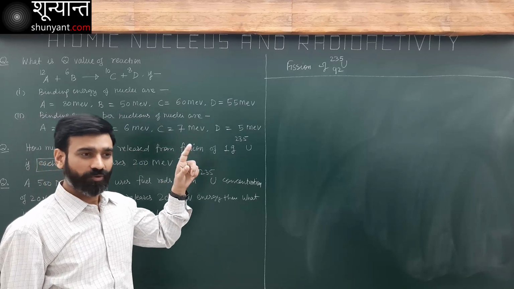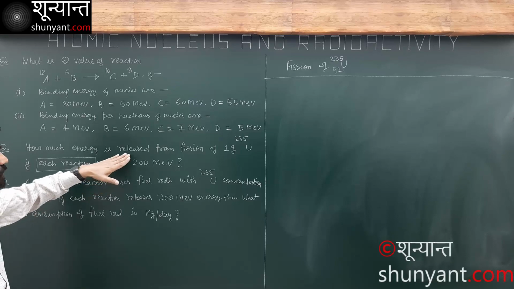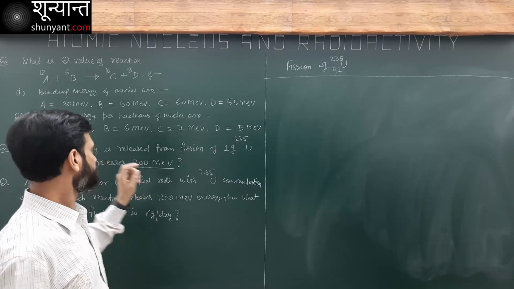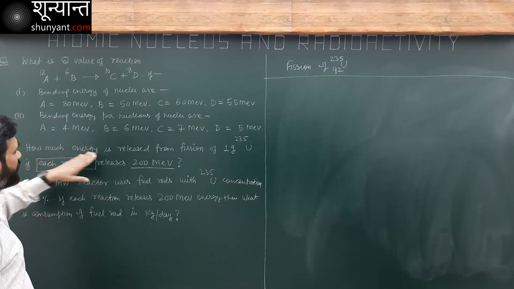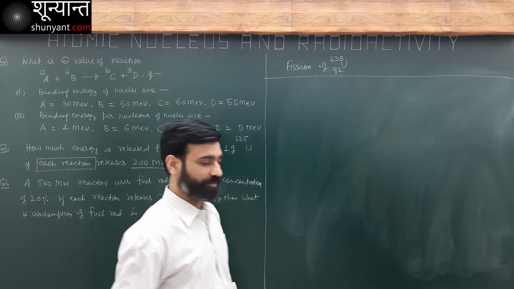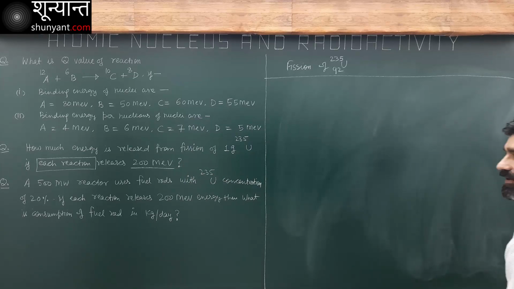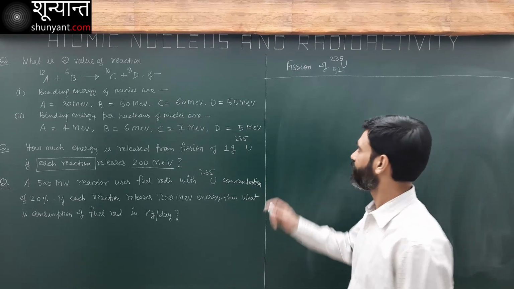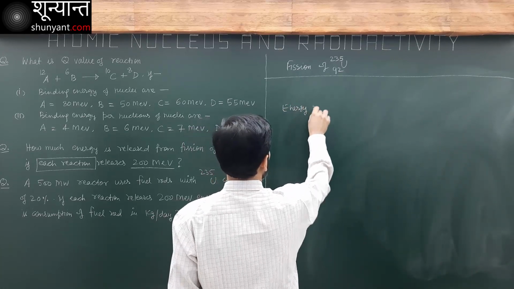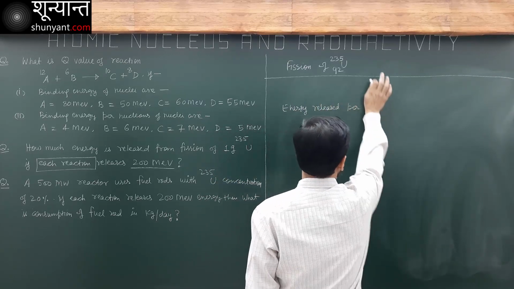In this process, in one reaction, it releases 200 mega electron volt. This value is already given. Now, how much energy is released from the fission of 1 gram of uranium? This should not be difficult. You see, the energy released per reaction.